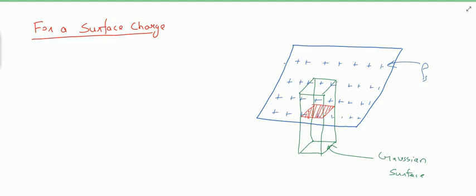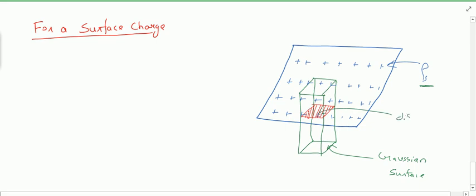Now here is my infinite sheet charge having rho s surface charge density. For this I have considered this Gaussian surface having an element ds here. Now you know that for a surface charge density the electric field direction will be first in the normal to the surface in the upward direction.